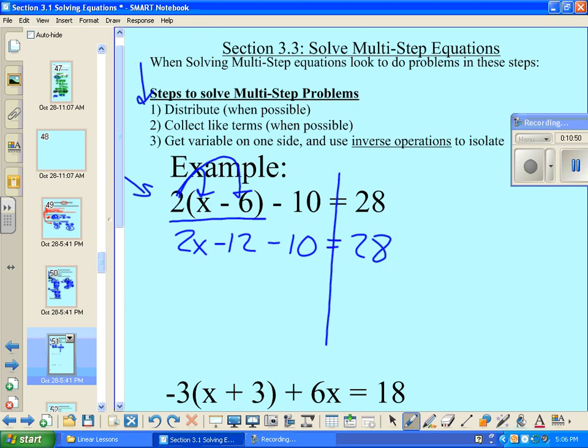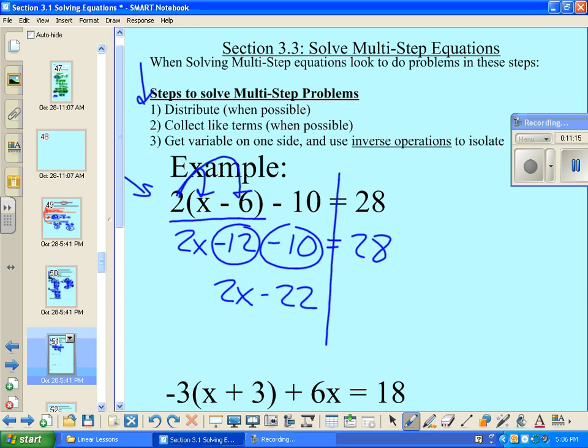And now here's what I've got, my next line. Now I'm going to go to step 2. Can I collect like terms? Yes, I can. On the left side here, notice that I have negative 12 and negative 10. Those are both constants on the left side. That means they're also like terms. I can combine those. So I haven't done anything with the 2x. I'm going to bring that down to the next step. Negative 12 plus negative 10 gives me negative 22.